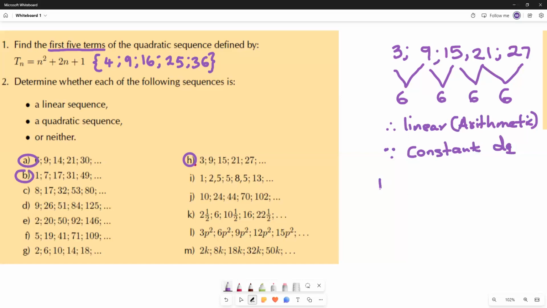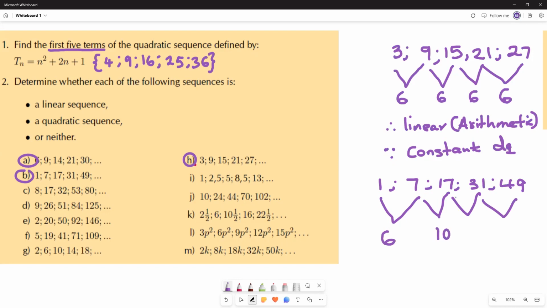B, we have 1, then this, that, 31, 49, and then there. This minus that is going to be how much? 6. This minus that is going to be how much? 10. This minus that is going to be how much? 14. This minus that is going to be how much? Let's see, it's 18. Right?